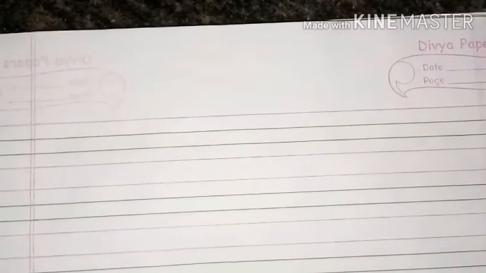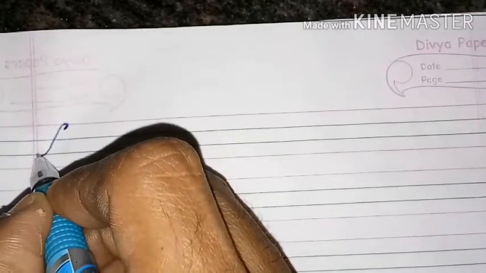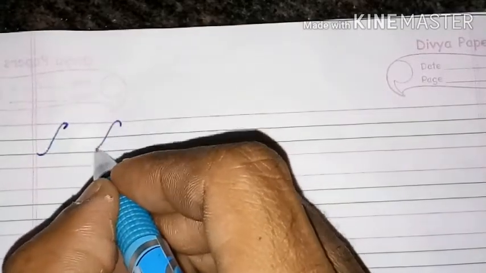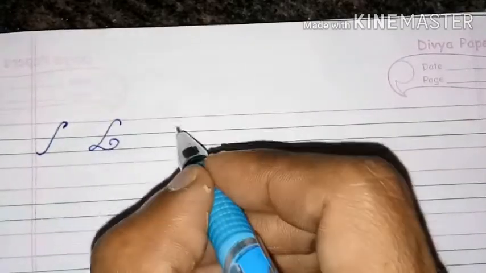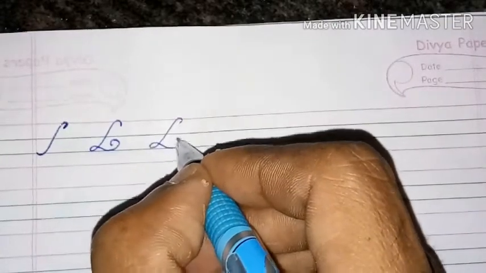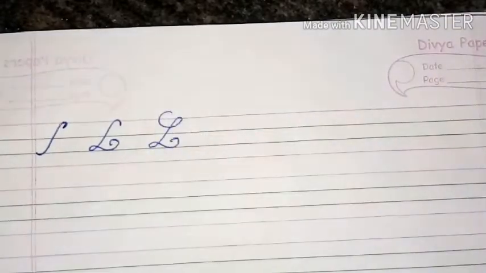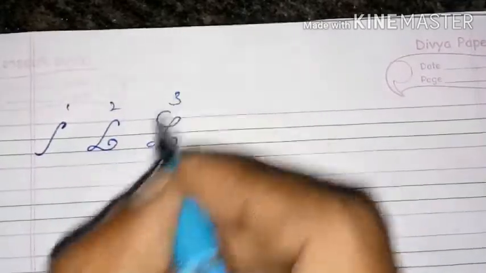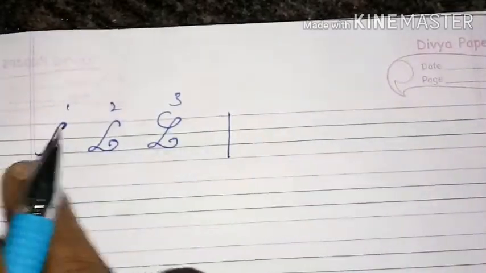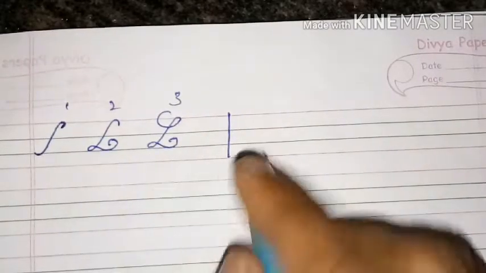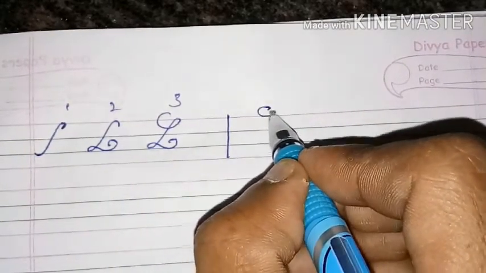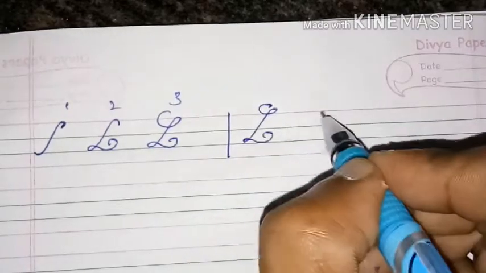Next, we move on to the letter L. L is again divided into 3 strokes. The first one is from the upper zone to the lower zone, like this. Okay, slanty one. The second one is like this. First one and second one. Here give the third one like this. When you practice like this, once you get the letter, you can write like this. From top to bottom at a time.